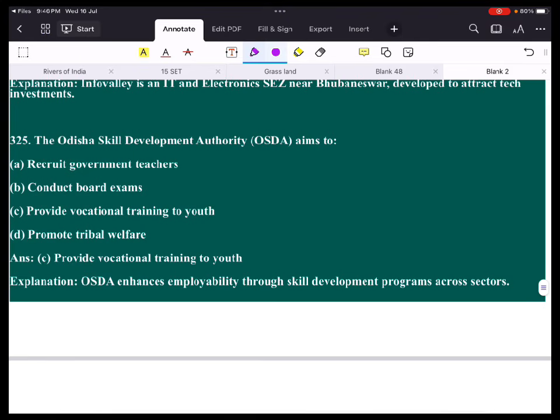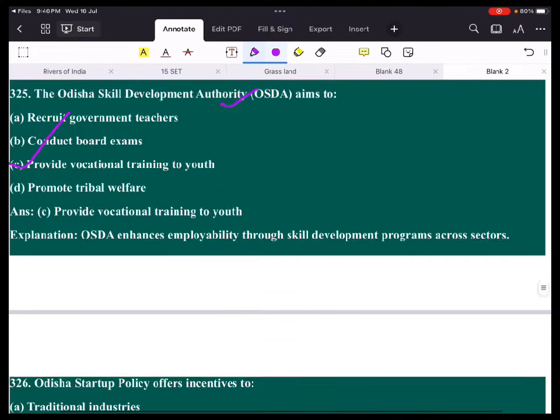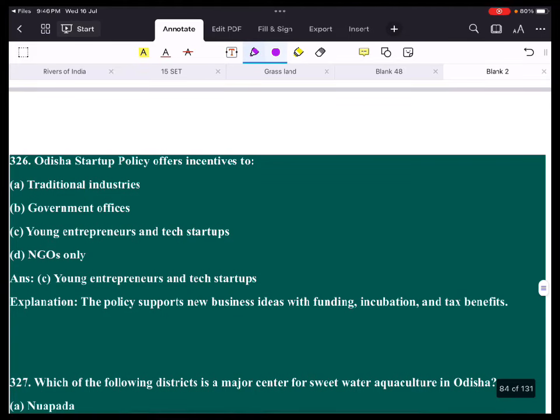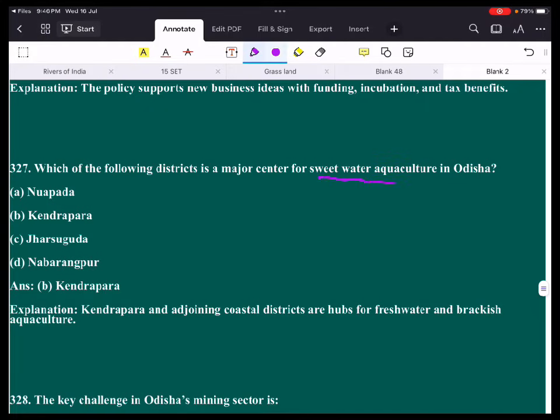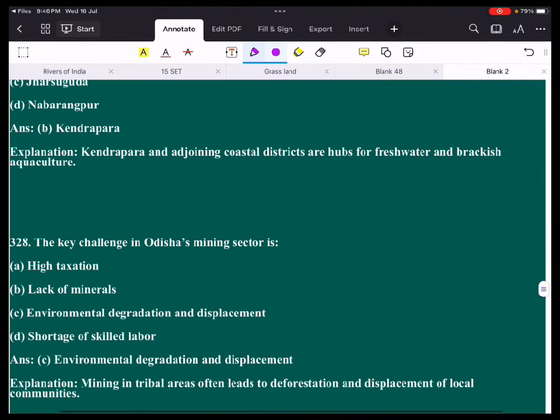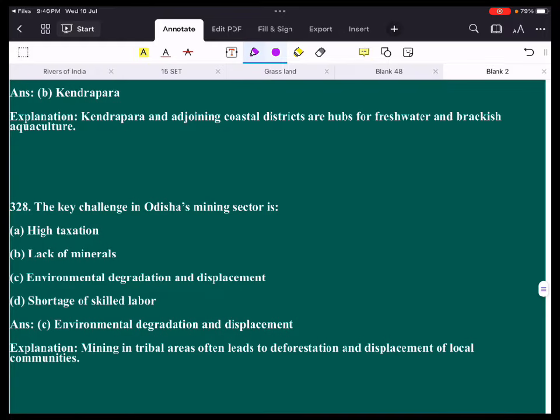The Odisha Skill Development Authority aims to provide vocational training to youth, option C. The Odisha Startup Policy offers incentives to young entrepreneurs and tech startups, option C. Which of the following districts is a major center for sweet water aquaculture in Odisha? That is option B, Kendrapada. The key challenge in the Odisha mining sector is environmental degradation and displacement, option C, the correct answer.